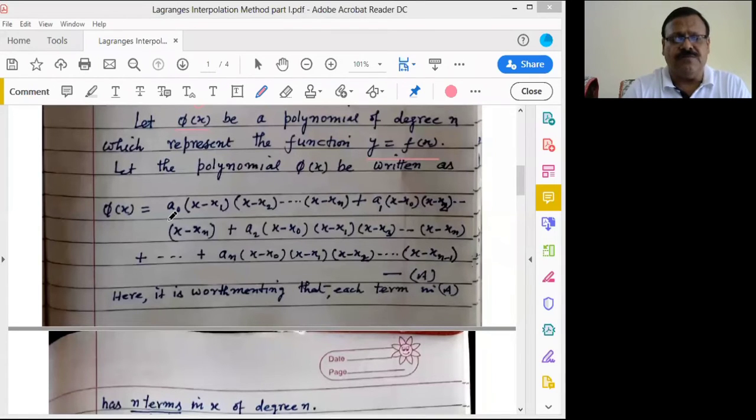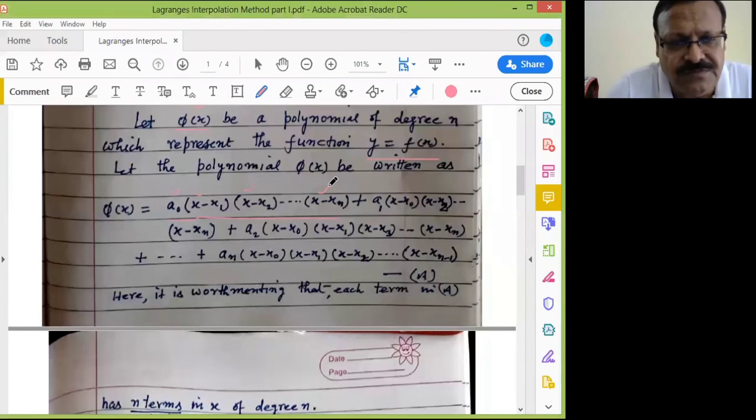So this first term, you can look here. We have started from a naught as usual, the coefficient, x minus x1, x minus x2, so forth, so on, x minus xn. So when you multiply, one x is here, another x is here. So how many x we have? We have x n times. Each term of this polynomial has n factors, and what will be the degree of this term? Degree will be n.